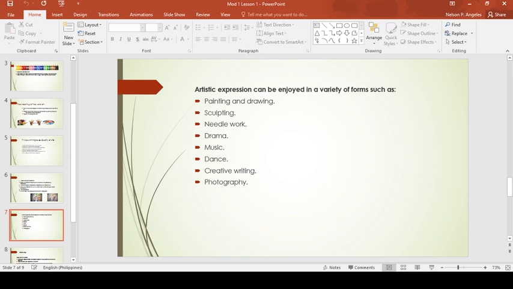Such as you can paint, draw, sculpt, needlework, drama, music, dances, creative writing, photography. Now, these are only some, not all, of the artistic expressions that we can enjoy.